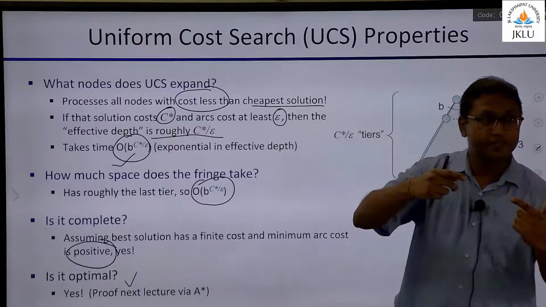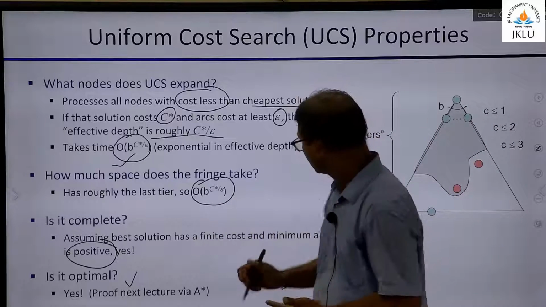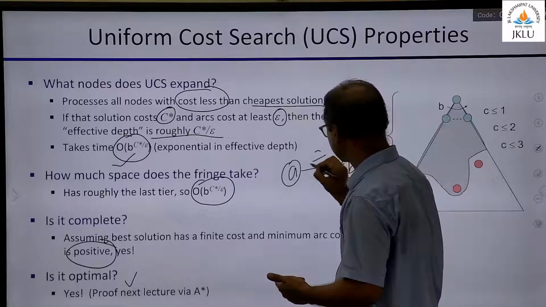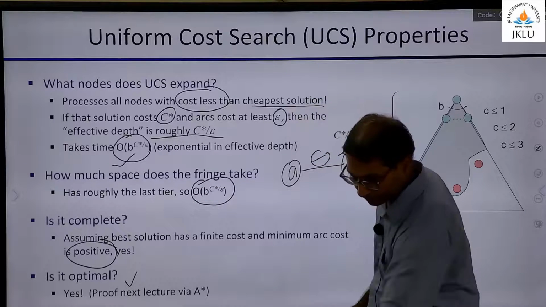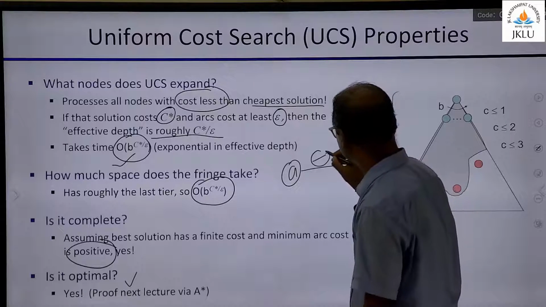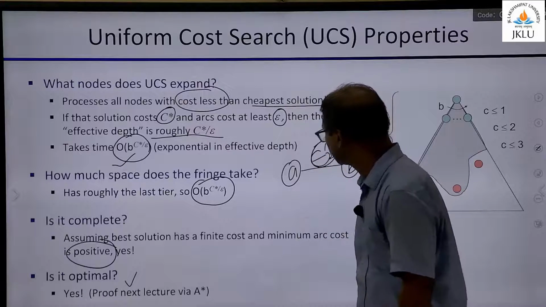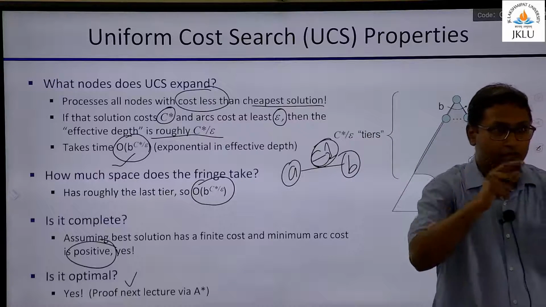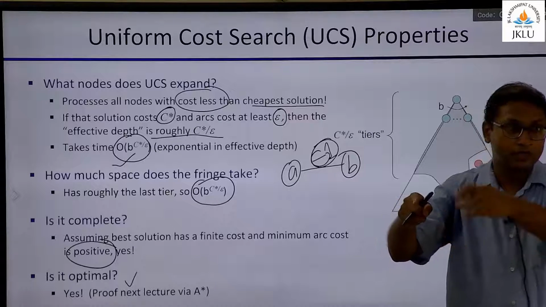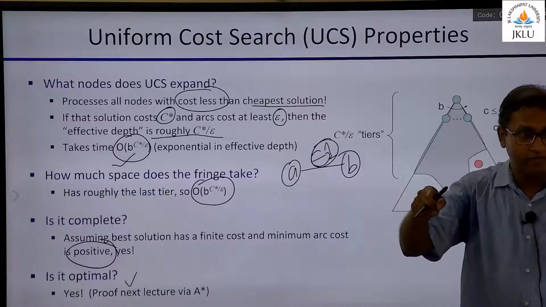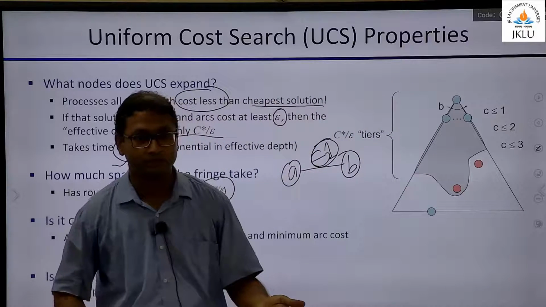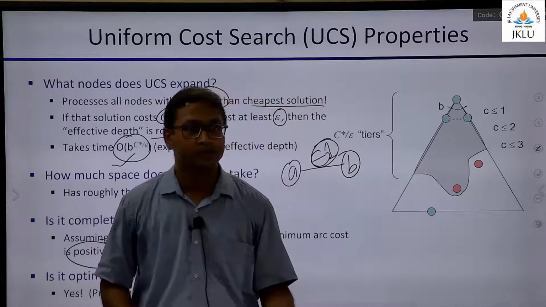What will happen if negative? So if this and this cost is minus 1, let's say cost is minus 1, A will ask you to go to B, B will ask you to go to A. You will have a loop if there are negative, right?